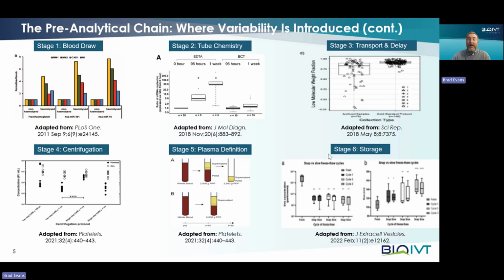So across this slide, the message is simple. Every stage in the pre-analytical chain can produce measurable changes that are large enough to obscure or distort the biological signal, especially when that signal is rare. That is why these steps must be defined, controlled, and aligned with the analyte of interest. Now that we've seen how variability enters at multiple steps, let's zoom in on the first truly irreversible decision point, tube chemistry.